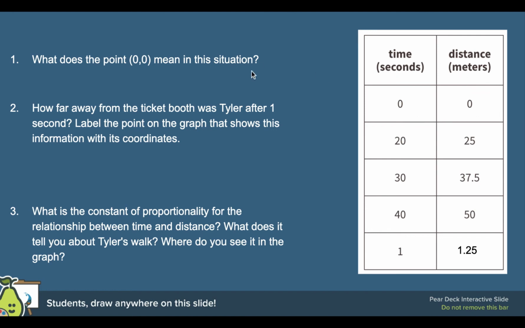Think about this. The second question, how far away from the ticket booth was Tyler after 1 second? And then the third question, what is the constant of proportionality? What do you notice is happening? For every 1 second, Tyler is traveling how many meters? Okay, and where do you see this on the graph? How does it become constant on the graph? So remember, you can pause whenever as we work through these problems to give yourself some time to solve them.